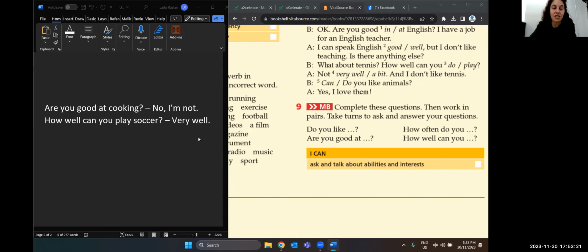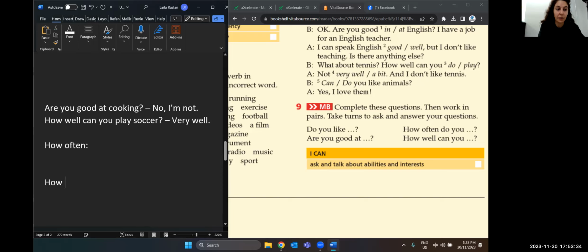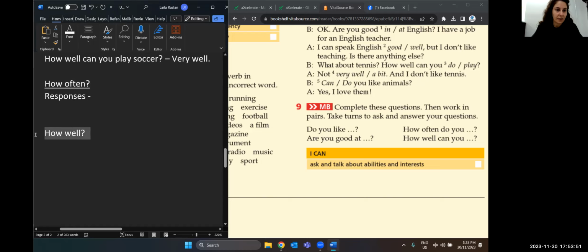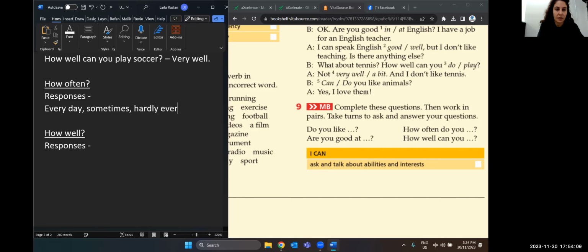Not so well. So you got to remember, the responses for how often, they're both called adverbs, are different to the how well. So if I said, how often do you cook? You've got to use words like every day, sometimes, hardly ever, never, occasionally, always, every weekend. So that's how we respond.